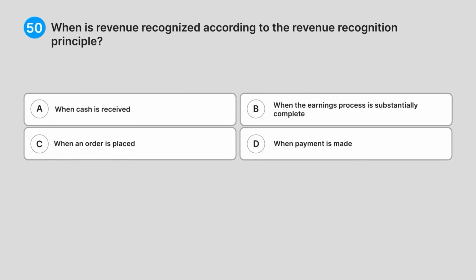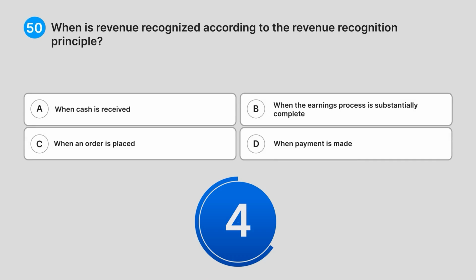50. When is revenue recognised according to the revenue recognition principle? A. When cash is received. B. When the earnings process is substantially complete. C. When an order is placed. D. When payment is made. Do you know the answer?